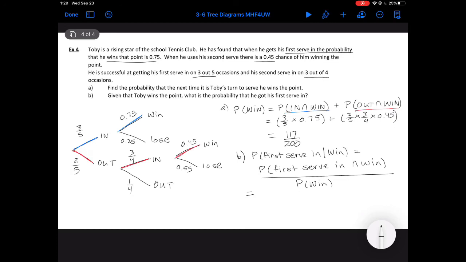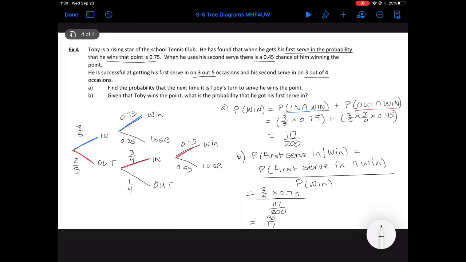So looking at those two, the probability that you get your first serve in and win, we actually have that up above. That's our blue pathway. So 3 over 5 times 0.75. On the bottom, we have our probability that we win. We calculated that on the first question. Okay. Multiplying those all out should give you 90 over 117, or you could change that into a decimal.